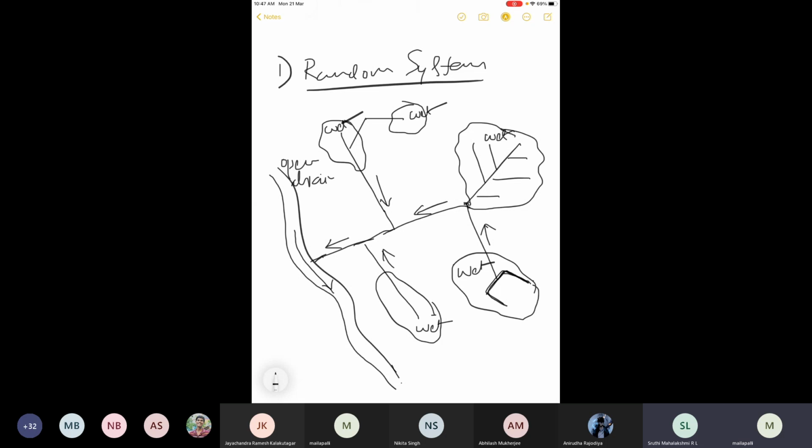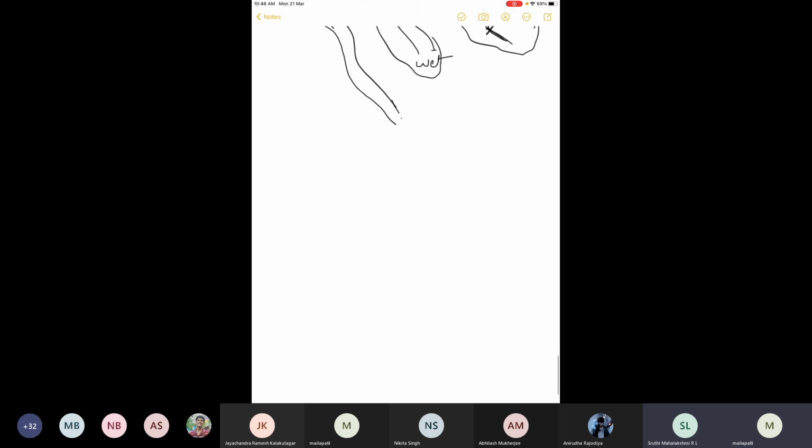So the laterals may be arranged in a parallel or herringbone pattern. Generally we call this a herringbone. Okay, this is a herringbone pattern. It could also be like a parallel drain. So here you see the parallel drains, or herringbone. Okay. So you would see both parallel and herringbone in this random system. Okay. And then the next is the parallel system.